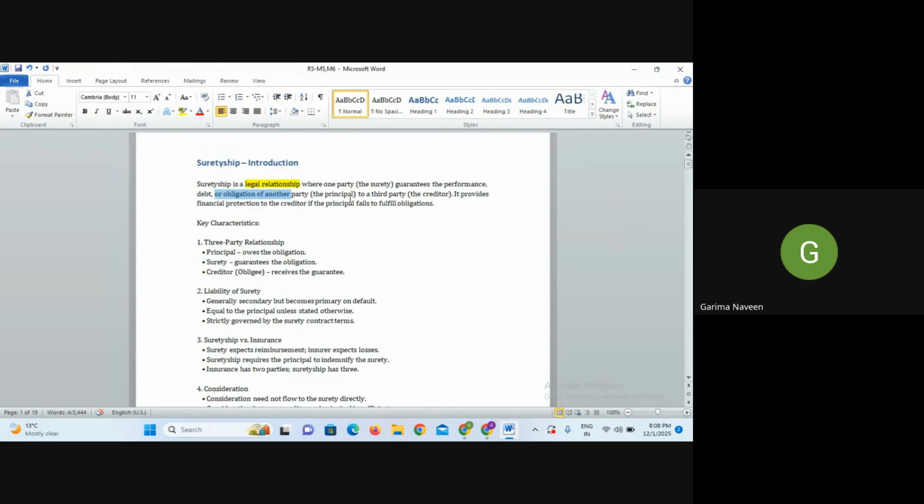Okay, so it provides financial protection to the creditor if the principal fails to fulfill the obligation. The principal is basically the party who has taken the loan, who has taken the debt. Here, this kind of relationship gives the creditor financial protection that if the principal defaults, then he has the right to go to the surety to take his loan, his principal amount, back.